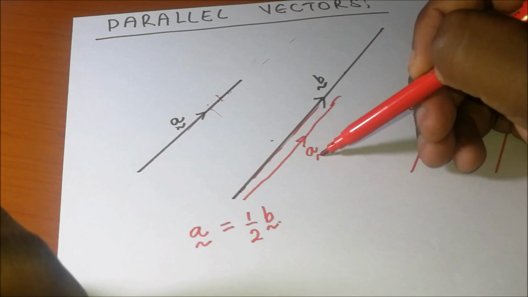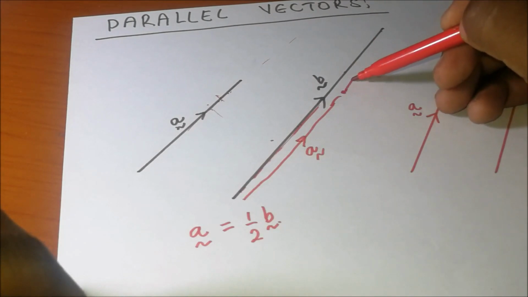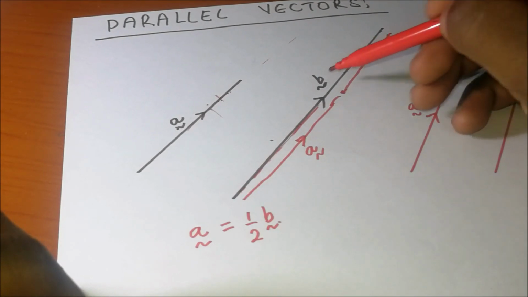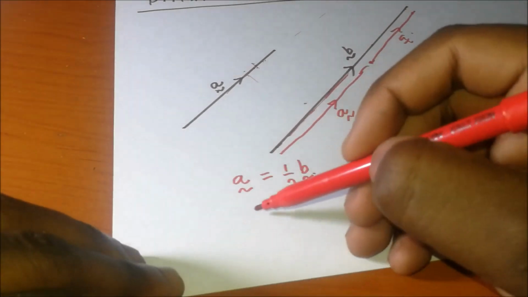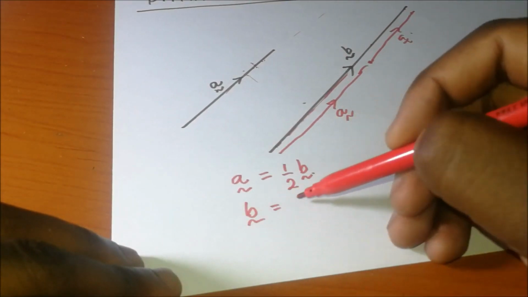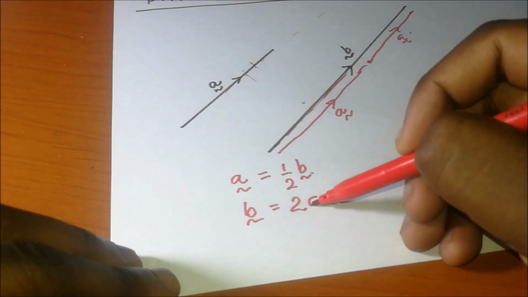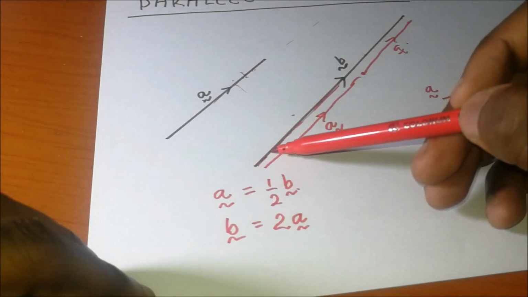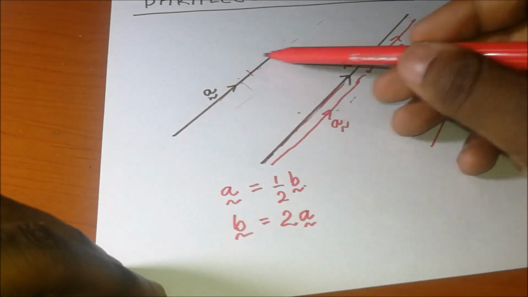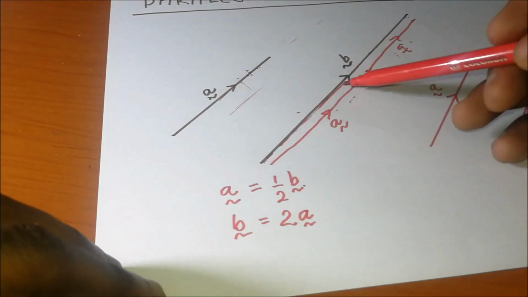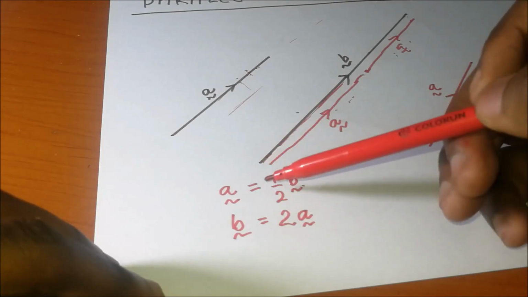This is vector A, and then I draw another vector A to get B. In other words, I can also be saying that vector B is twice two vectors of A. For me to get the length of vector B, I have to combine two vectors of A. This is the diagrammatic representation of what I'm trying to talk about here.